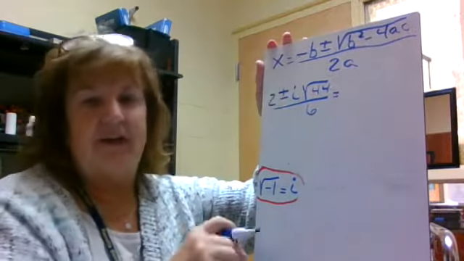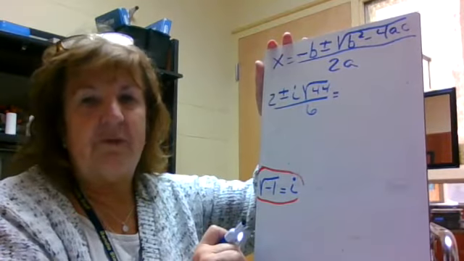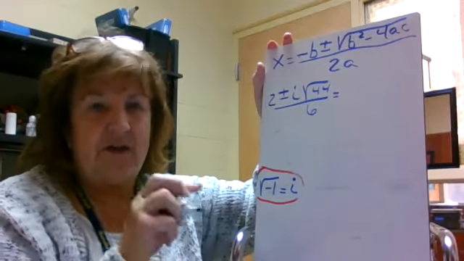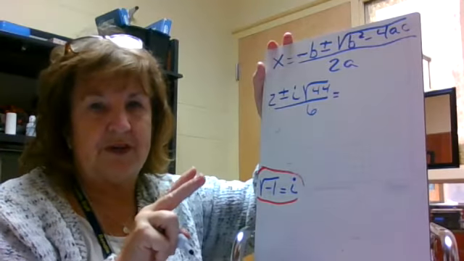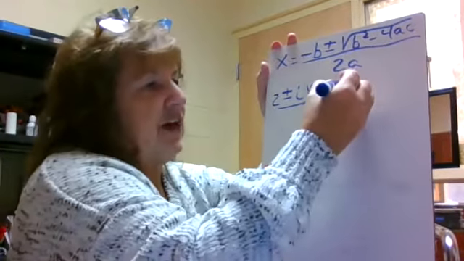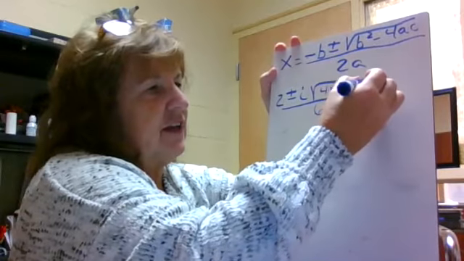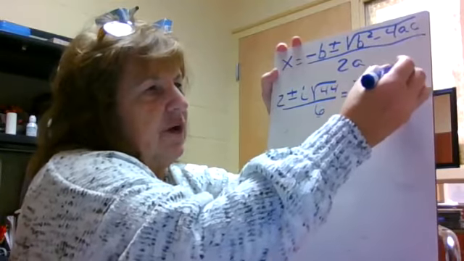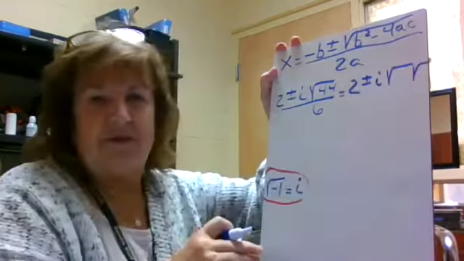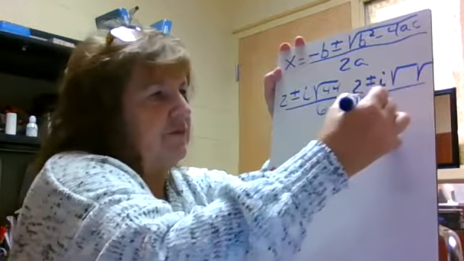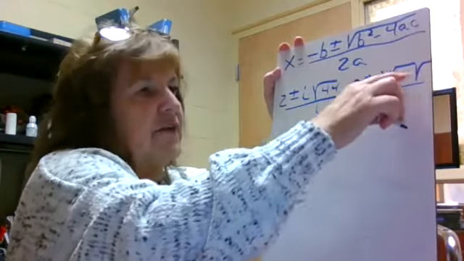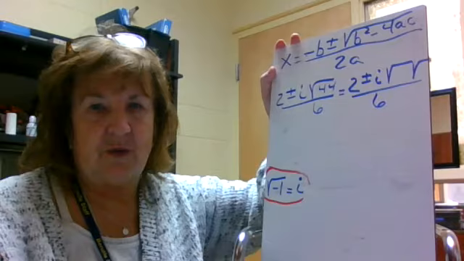We want to break that 44 down. And when we break it down, we want to break it down into 2 square roots. So I really want to break it down so it looks like this. One number and another number. One of those numbers has to be a perfect square.